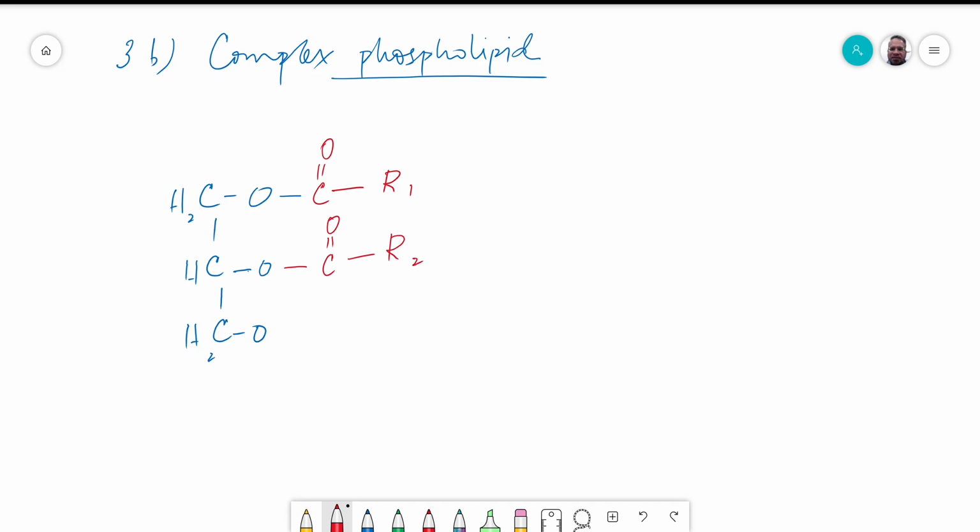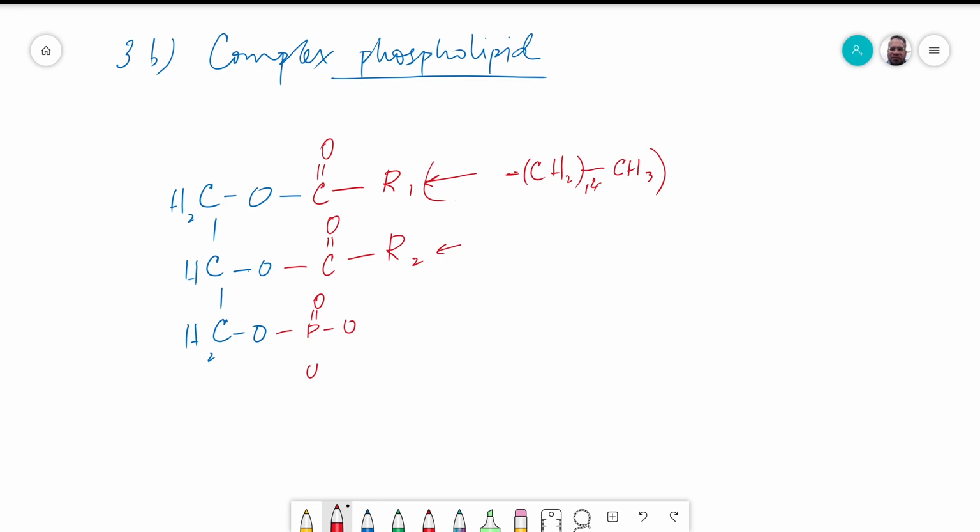Okay. Now again, I'm showing R, but these can be, you know, CH2, say 14, CO, CH3. The COH on this side. Okay. Same thing here as well. Now I have to draw a phosphate. So I draw a phosphate. Right. So this is phosphatidate.